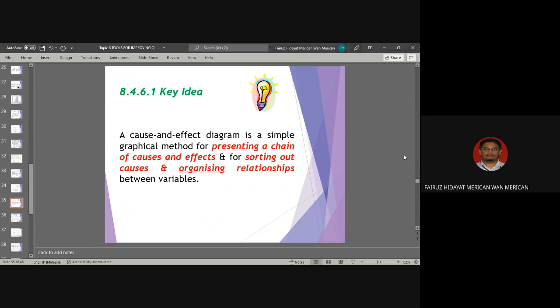Okay, so the cause and effect, or the fishbone diagram, is a simple graphical model, a method to present a chain of causes and effects. So you see the chain there of the man, machine, method, material, and to sort out the causes and organize relationships. Okay, so you identify the cause, and you also identify the contributor to the cause. And this helps with the effort to find a solution to improve that process or to improve the quality.